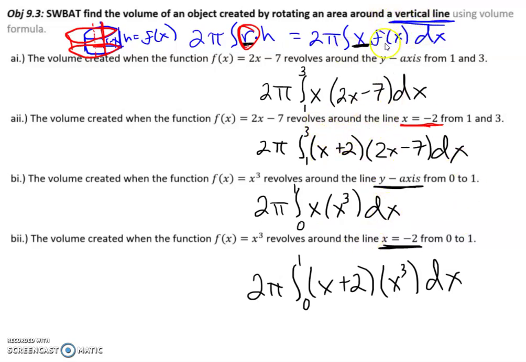So our objective today was to find the volume of objects created by rotating an area around a vertical line, which could be the y-axis or a different vertical line such as x equals negative 2.